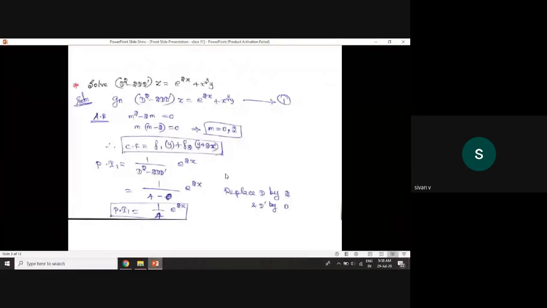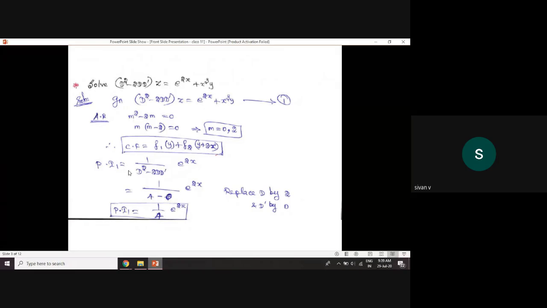To make the complementary function, get the auxiliary equation. To get the auxiliary equation, replace D by m, D dash by 1, and the right hand side by 0. After these changes, the equation becomes m square minus 2m equal to 0. It means m into m minus 2 equal to 0. Therefore m equal to 0, 2. These are distinct roots. For distinct roots, you know the procedure to get the complementary function: f1 of y plus 0x plus f2 of y plus 2x. This is the complementary function.